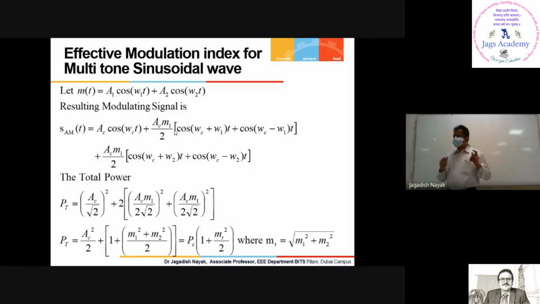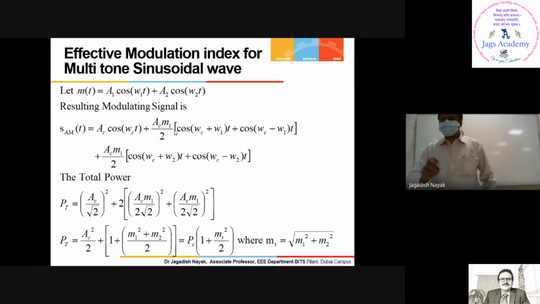This we did in the last class. When we modulate a signal, it has more than one frequency. In such cases, when you find the total power, in that expression you will have two modulation indexes, because the amplitude of the signal is different and the frequency is also different. That's why you get two amplitudes. Hence you get two modulation indexes. The effective modulation index is equal to the square root of the sum of the squares.